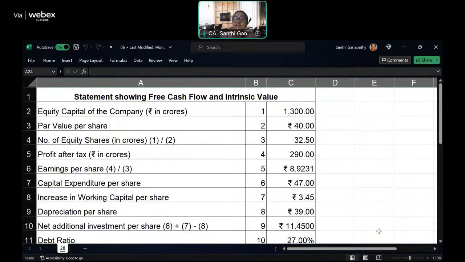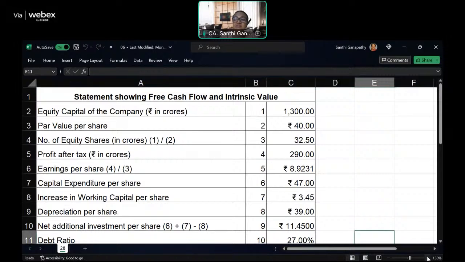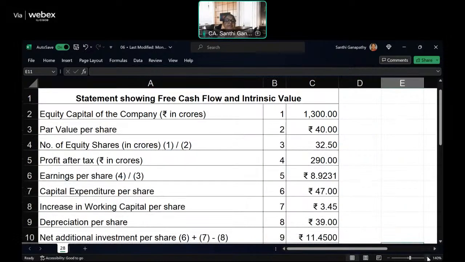Therefore, net additional investment that is required is 7.5. Capital expenditure per share is an outflow. Increase in working capital per share is an outflow. Depreciation per share is an inflow. So net additional investment per share.